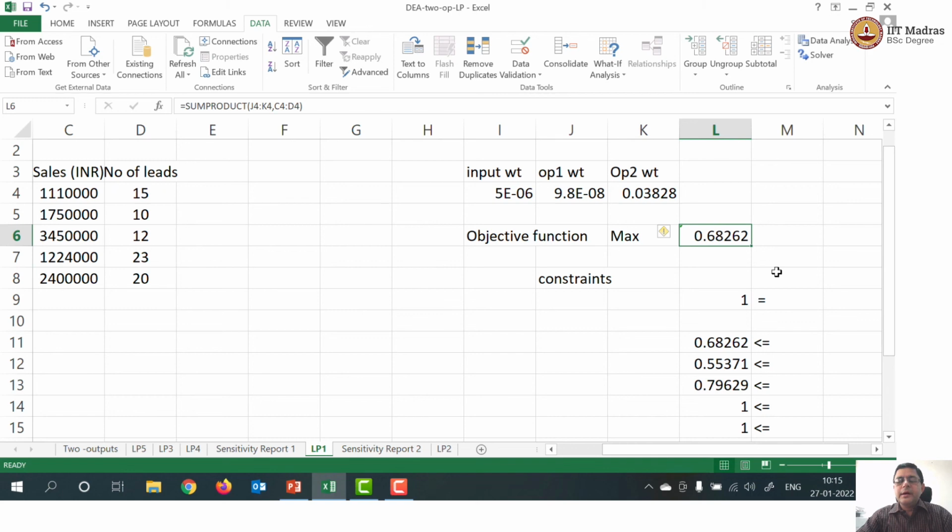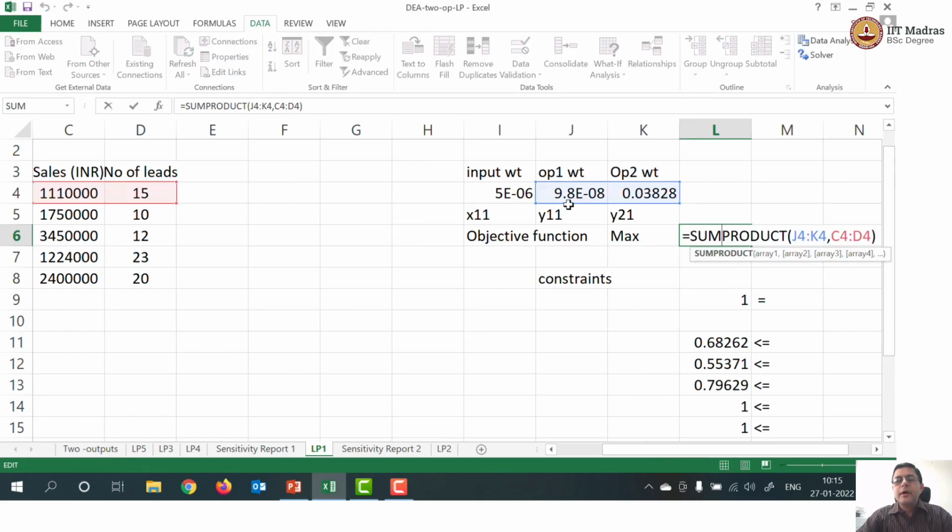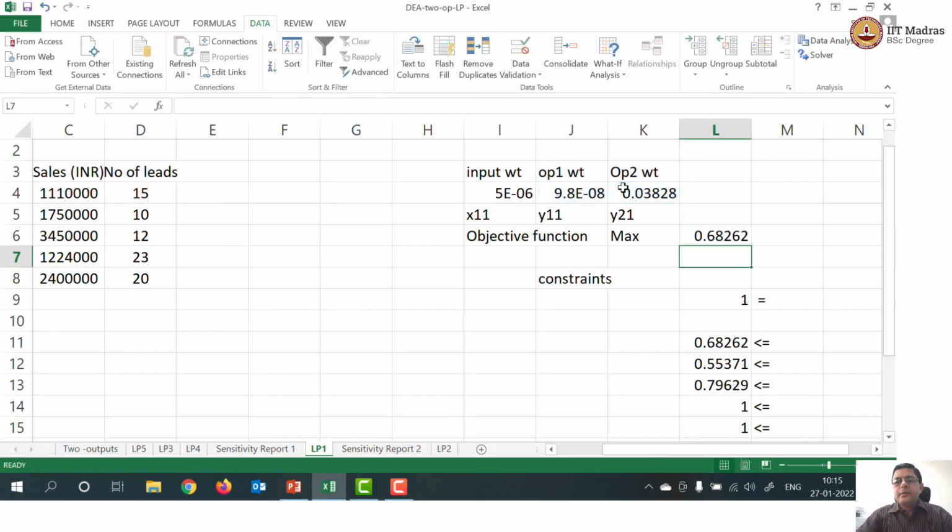Okay, so the first sales office has reported an efficiency of 0.68. How did it get 0.68? So let us look at this. This is X11, this is Y11, this is Y21. So this is the weighted output, output multiplied by its weight, right? The normalizing constraint is normalizing the input. So the input weight multiplied by the 2 lakhs that everybody gets, normalizing that to 1.